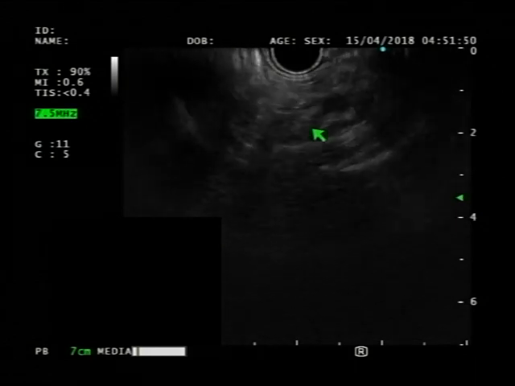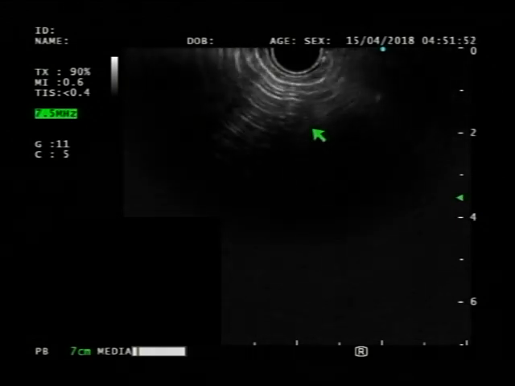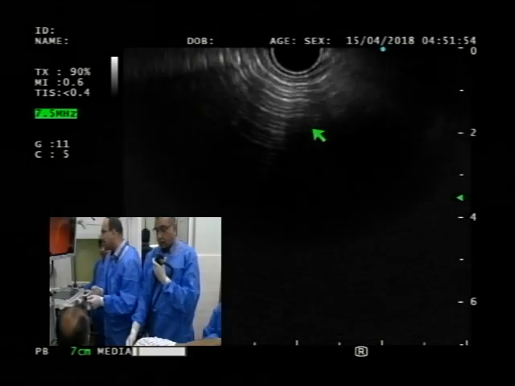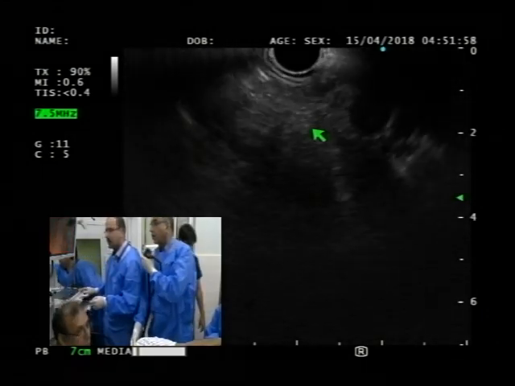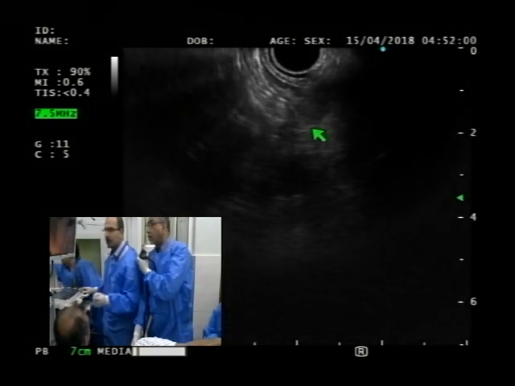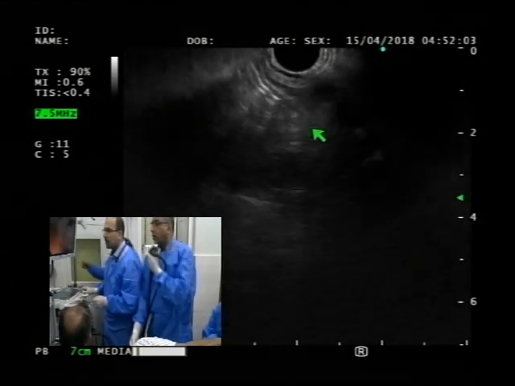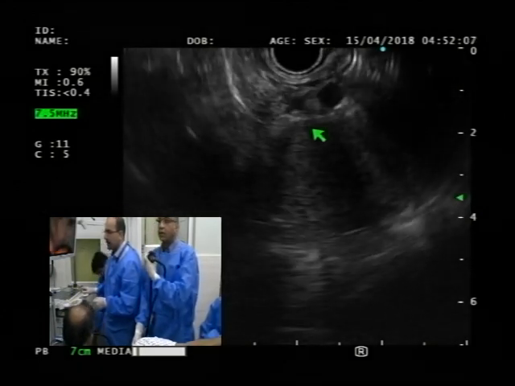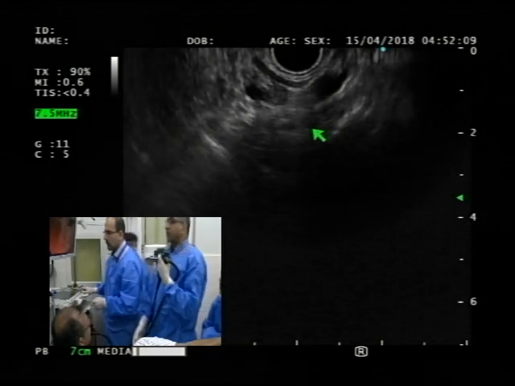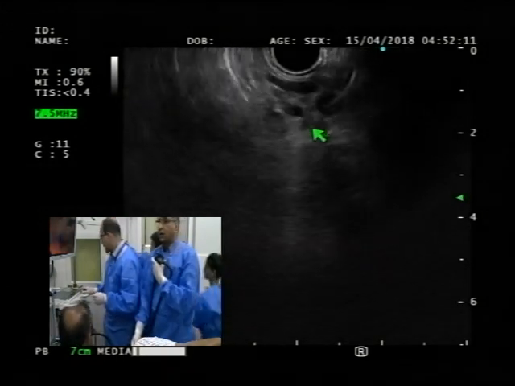Yes, we have this view. Is it better or is it the same? Go the other way now. Is there any change in the quality of the view or the same as before? No, I think it is the same. Okay, let's turn the light off.